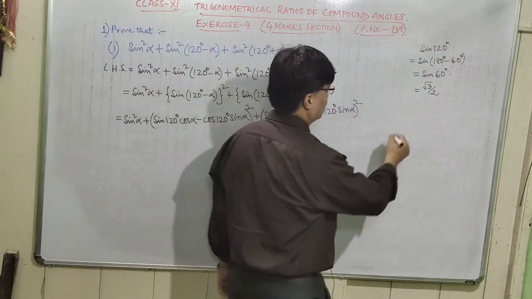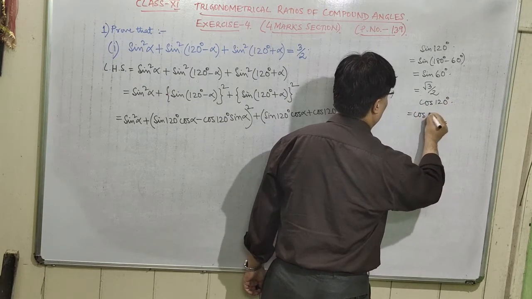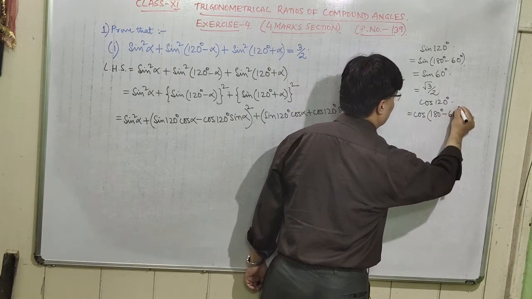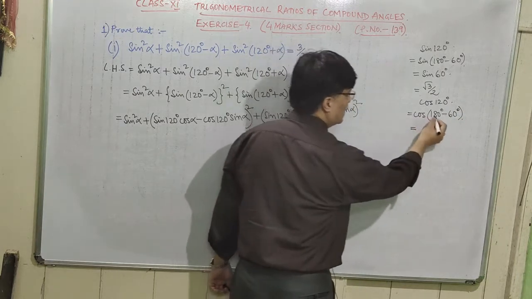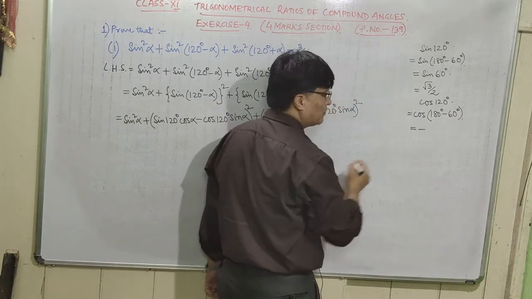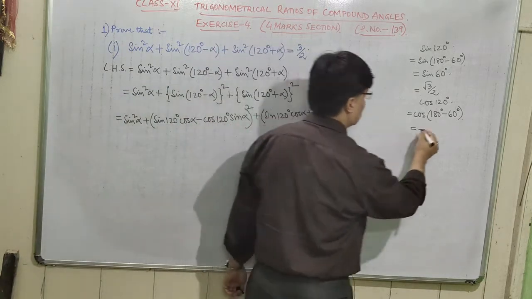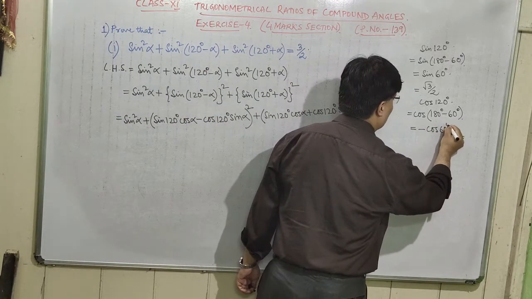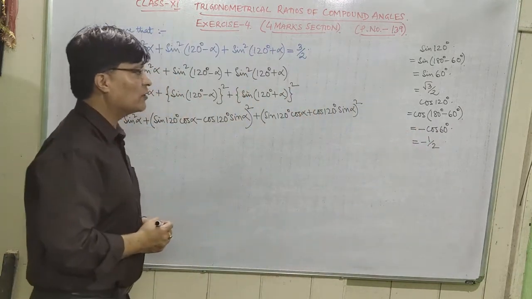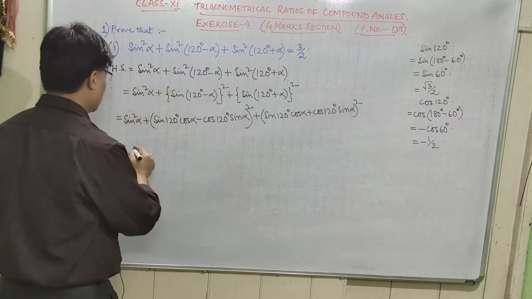Similarly, cos 120. So cos 120 can be written as again cos (180 minus 60 degree), right? So you know that 180 minus 60 lies in the second quadrant. In the second quadrant, cos is always negative. Since 180 is 90 into 2, an even multiple of 90, cos remains the same. So that is minus cos 60 degree, which is equal to minus half. So we have got the value for cos 120 degree as minus half and sine 120 as root 3 by 2. So let us put the value here.